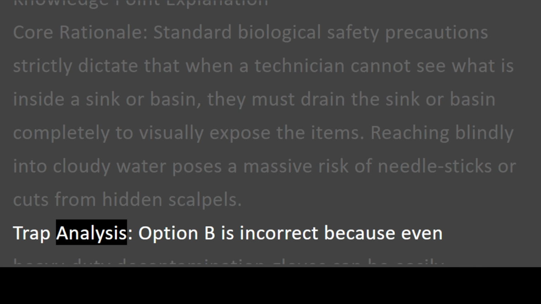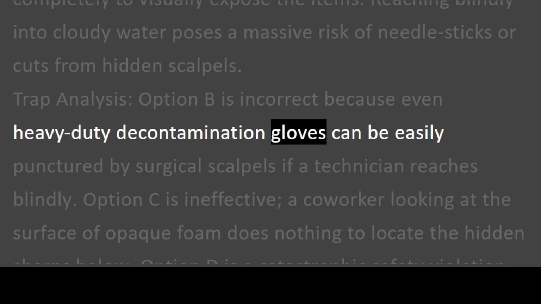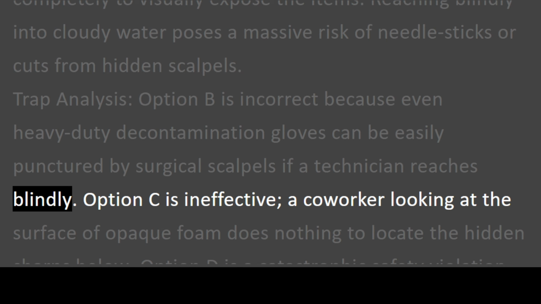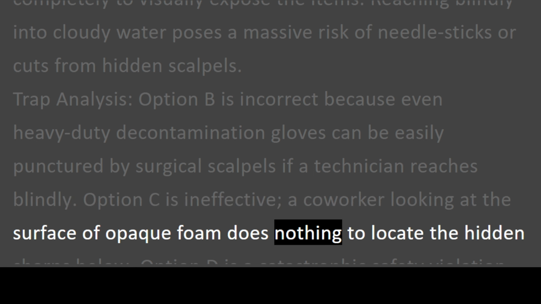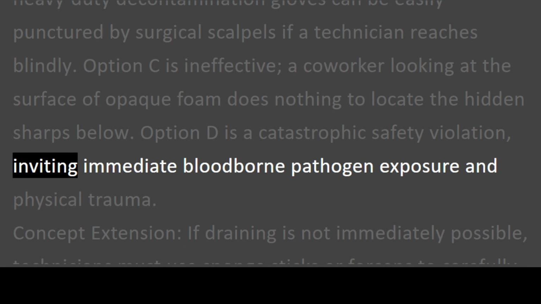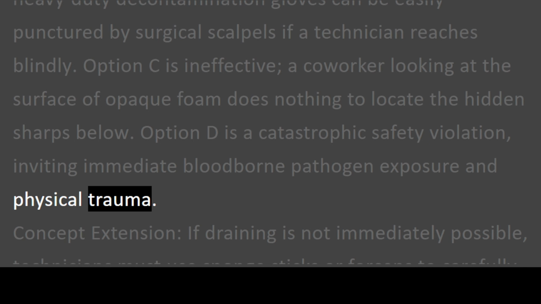Trap analysis. Option B is incorrect because even heavy-duty decontamination gloves can be easily punctured by surgical scalpels if a technician reaches blindly. Option C is ineffective. A coworker looking at the surface of opaque foam does nothing to locate the hidden sharps below. Option D is a catastrophic safety violation, inviting immediate bloodborne pathogen exposure and physical trauma.